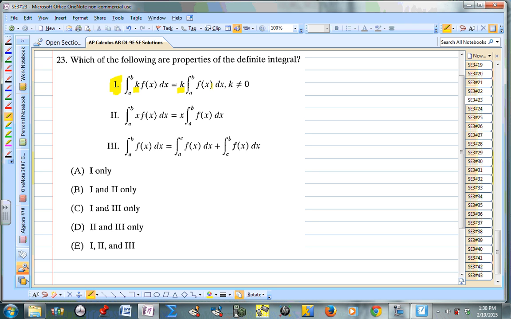Now this is true. This is the constant multiple rule. So statement 1 is a true statement. This is a property of integrals.